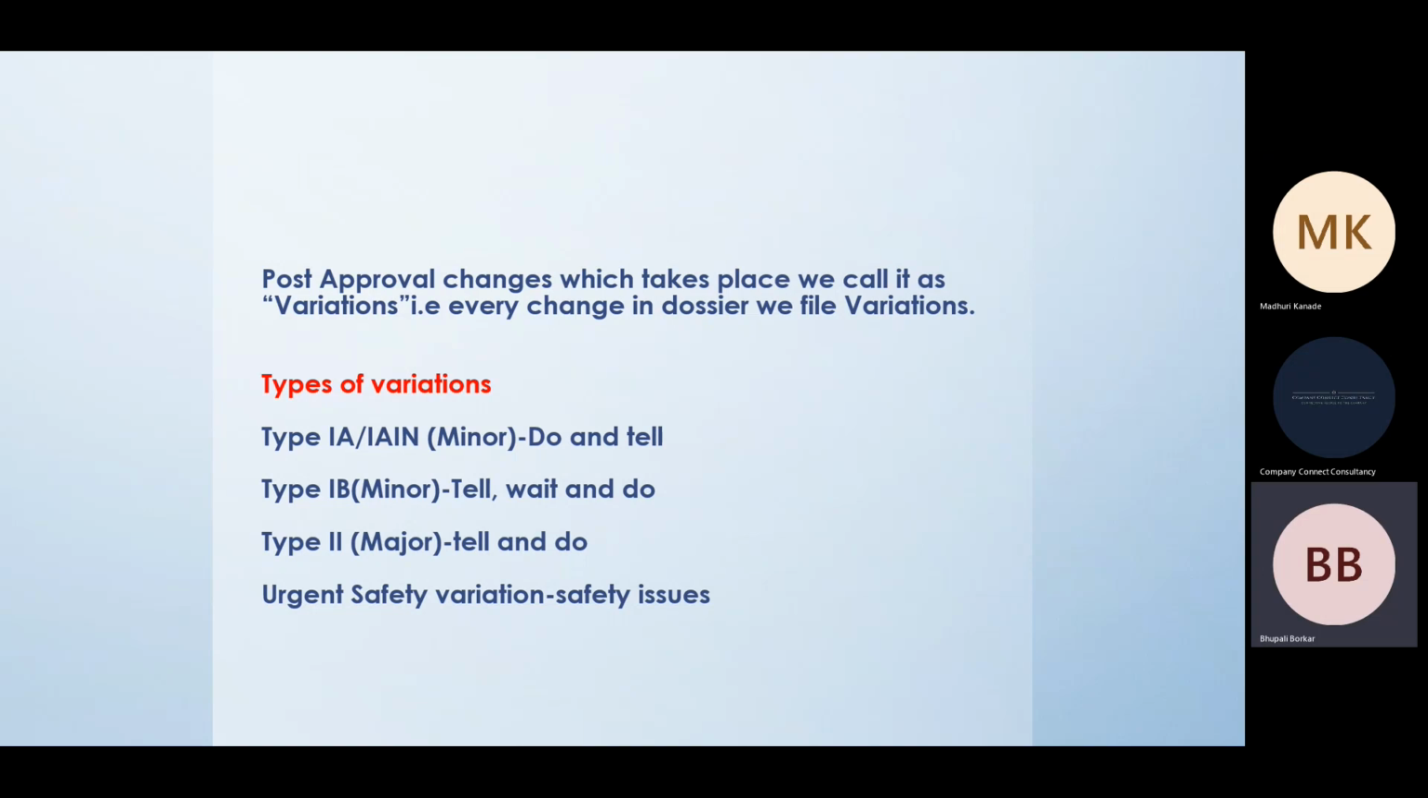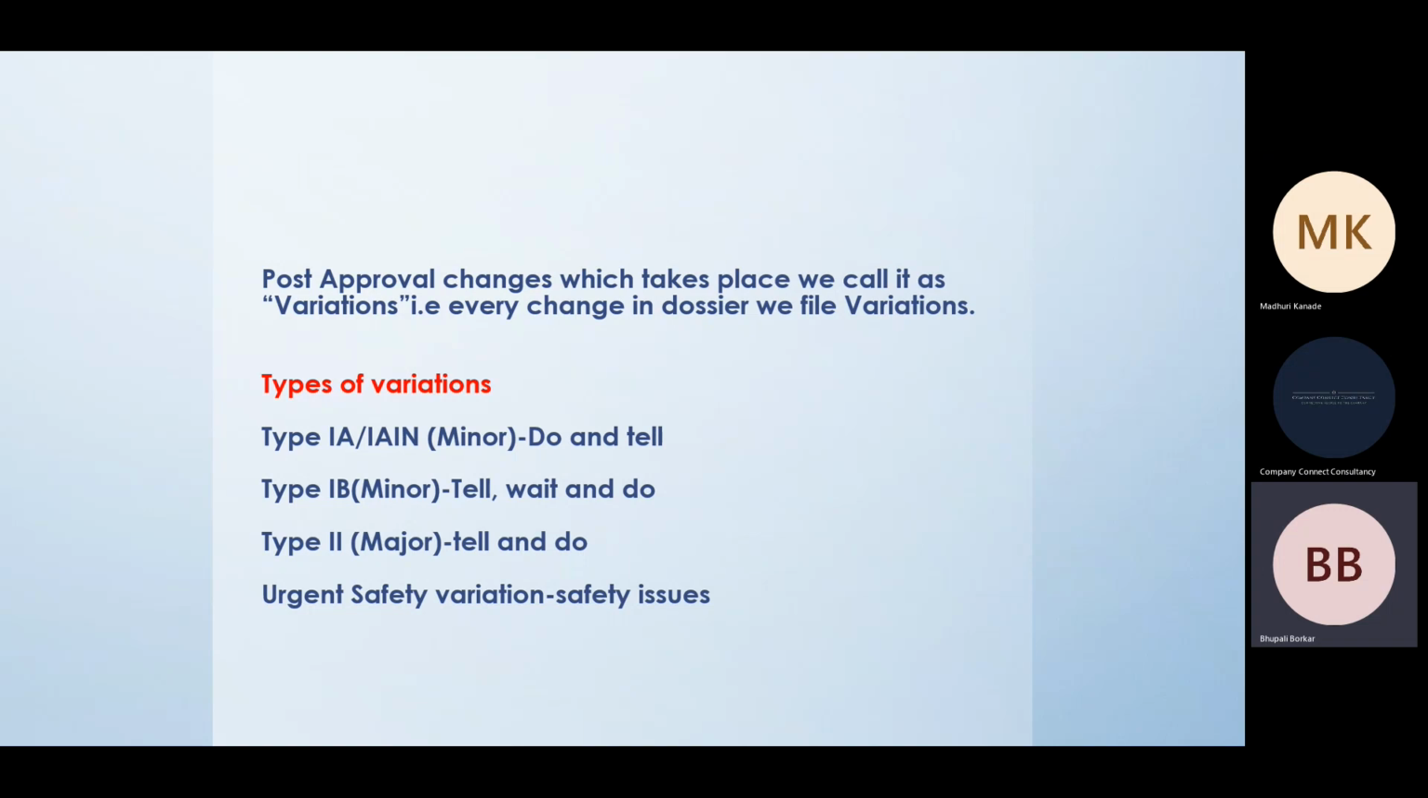I'm sorry. Type 2 is the major variation where you have to tell the authority. It takes almost 2 months for the approval of type 2. It's hardly 1 month for type 1A, type 1B, and type 1A IN, but it's 2 months for type 2 variation, because these are the most important variations where maybe there is a formulation change. All the changes where there is a formulation change or something related to safety are type 2 changes.